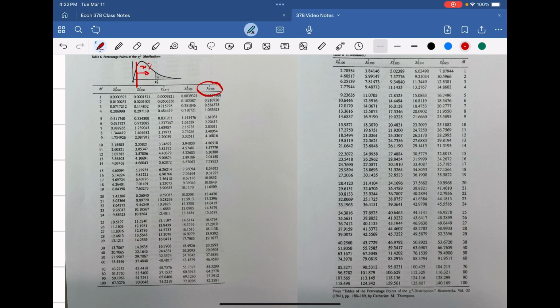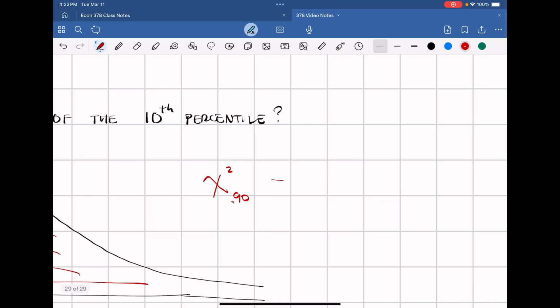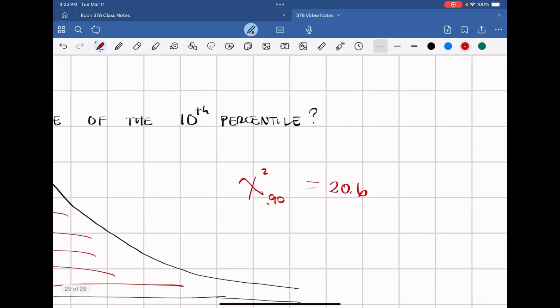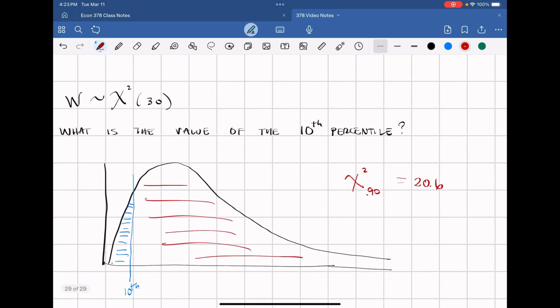Now I look to see what I have in terms of degrees of freedom, and I have 30 degrees of freedom. So I would come to where those meet, and there's the value, 20.6. So I come over here, and this is equal to 20.6. So that's the value of the 10th percentile based off of this chi-square distribution.